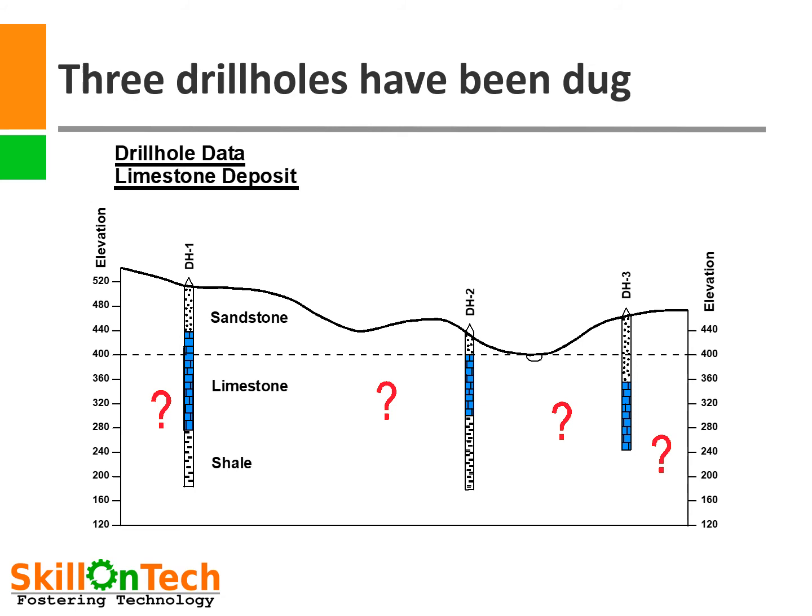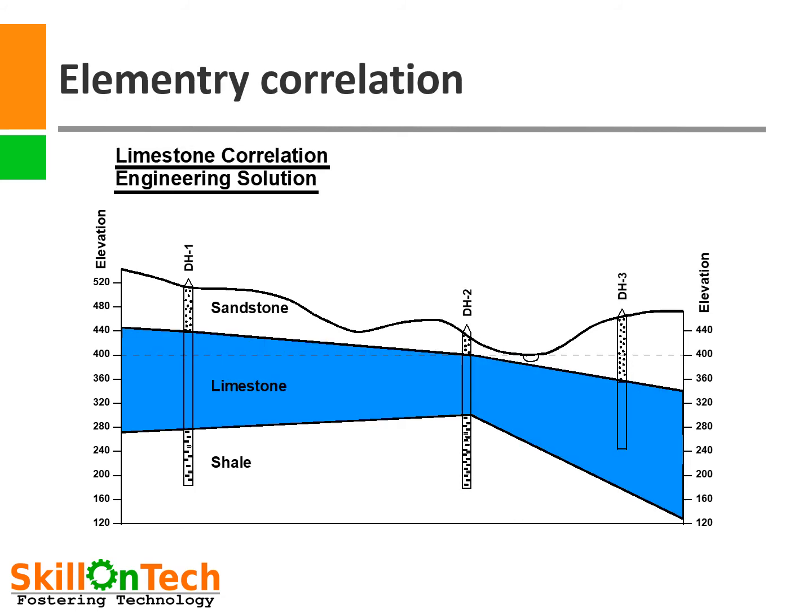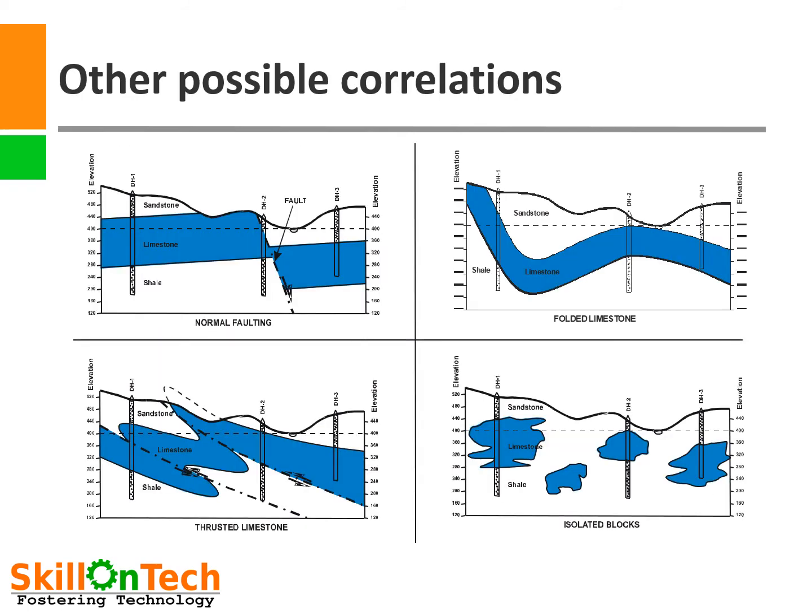So as an engineer, what will you think? As an engineer, we think, okay, let's put a straight line and this is how my deposit should look like. But Earth is not engineering. There are various possible correlations. It can have normal faulting, it can have folded stone, it can have a thrusted limestone, it can also be isolated blocks, and there can be several other possibilities which we don't know. Actually, there are unlimited possibilities because there are so many uncertainties.